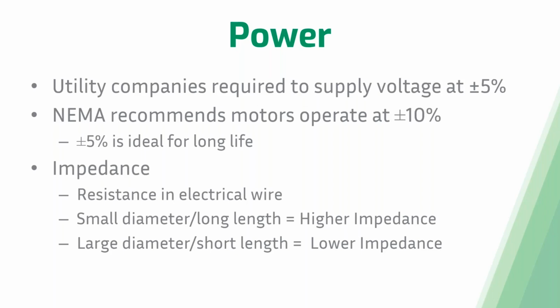Another thing to note is I talked about voltage drop before, and this is related to impedance, which is your resistance in electrical wire. This is very similar to your frictional losses in a pipe network. The smaller diameter cord and longer length you have equals higher impedance, which means a higher voltage drop, which is why pump manufacturers tend to limit how long of a cord you can put on pumps so that we can limit the amount of voltage drop that can occur between the supply voltage and the pump. And just the same as with pipe, the larger diameter cord and the shorter length you have equals lower impedance, which is lower voltage drop.